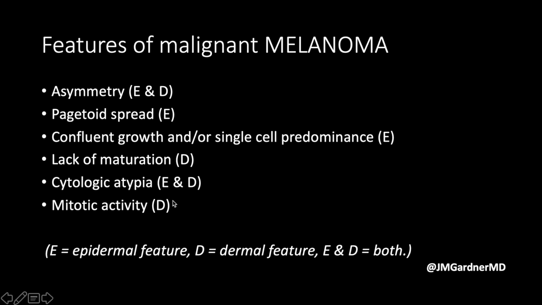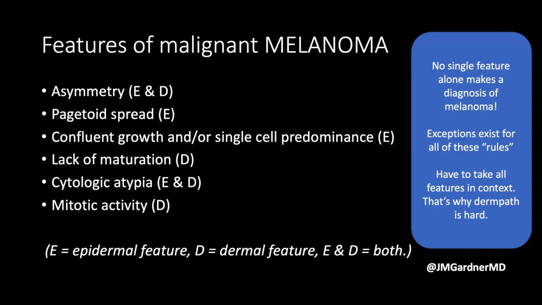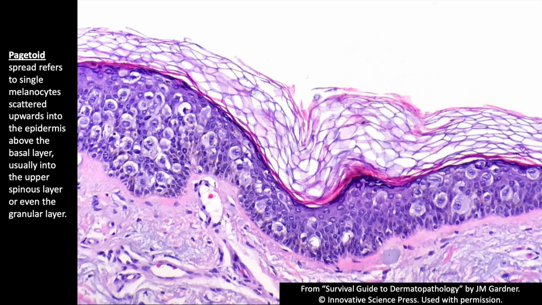And again, I can see nevi that have mitoses in them, or have atypia, or have a weird pattern of maturation. You can see confluent growth in a nevus that's recurrent over a biopsy site. So again, there are exceptions to every one of these things. That's part of why dermpath is very challenging, because none of these rules are perfect. All right, so there are the caveats for all of that. You've got to put all of it together.